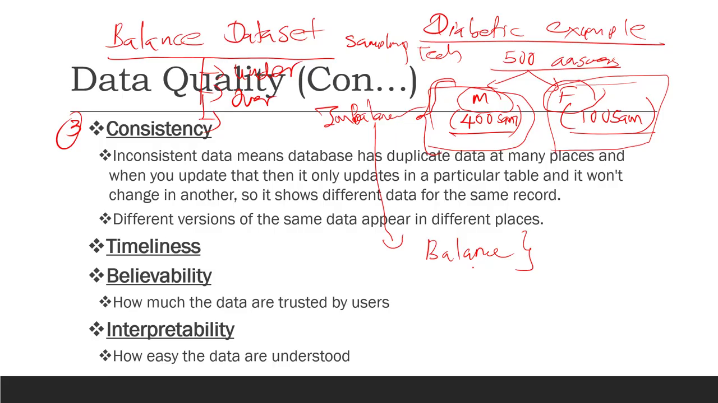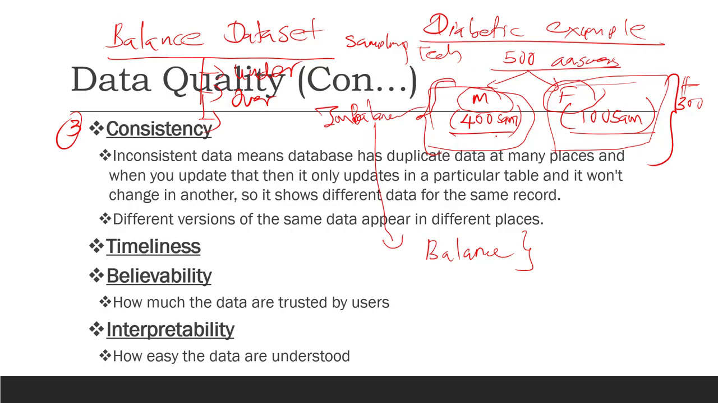Get 300 more samples from female. Very good. Maybe he can get another 300 samples. Maybe he can visit some other hospitals, or find other 300 female diabetic patients. Then altogether he gets 400 samples. That is one way. What else? Decreasing the males. Yes, very good. That is the answer I'm expecting from you.